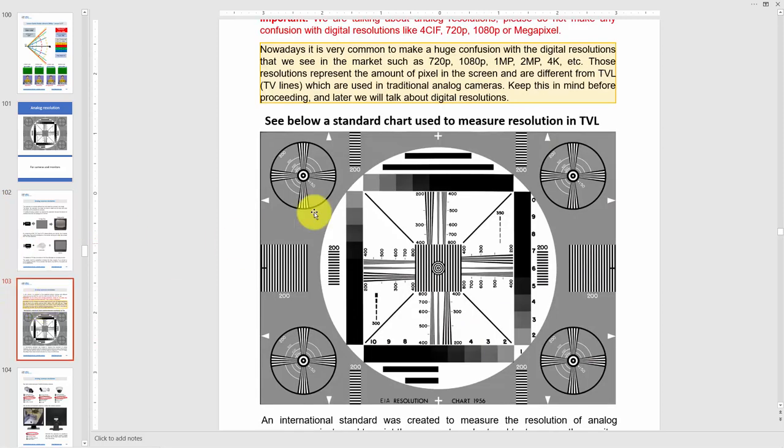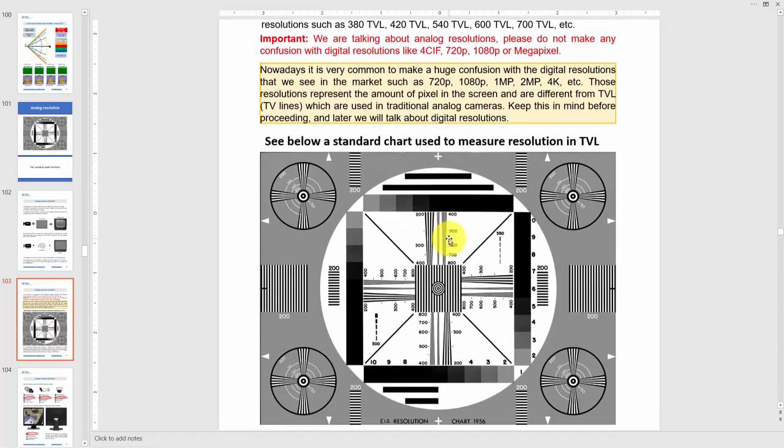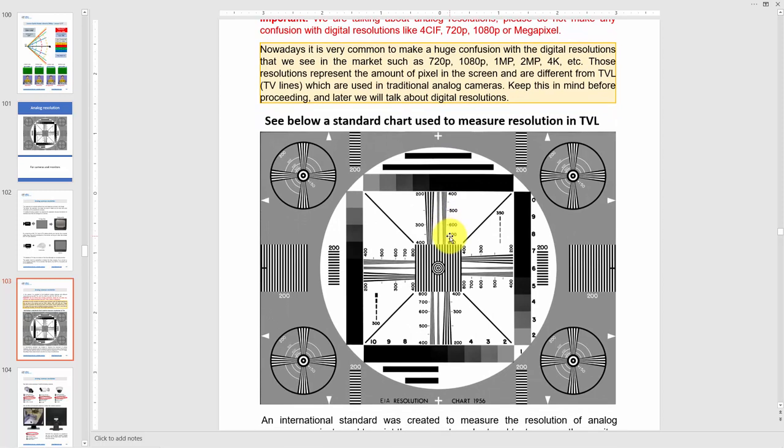So here's an example of the chart that's used for analog measurement. So you measure the TV lines. Basically, you point a camera to this chart, and then you can read on the monitor how many TV lines the camera has, right? So that's old stuff, but it's important to learn that. Nowadays, it's not measured by looking at the chart. You use an oscilloscope to do that, an electronic device that measures it much, much better. But it's also still necessary to point to a chart so you can have some lines that a camera can read and can measure the resolution, right?